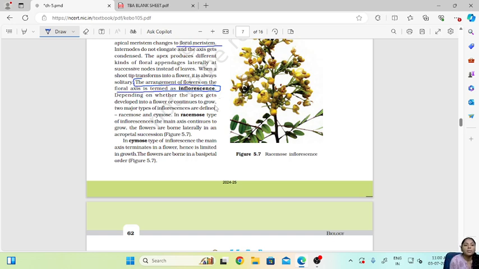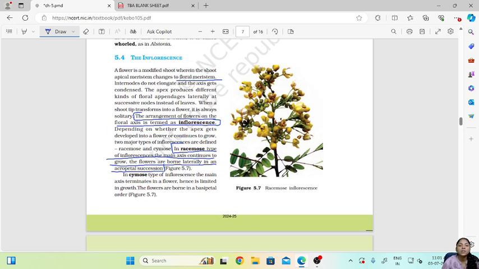In racemose type of inflorescence, the main axis continues to grow and the flowers are borne laterally in acropetal succession. For example, this is a racemose inflorescence, and in this the main axis, this axis, will continue to grow. The flowers will be borne laterally, at the sides. So as we can see here, the flowers are borne laterally and they are in acropetal succession.